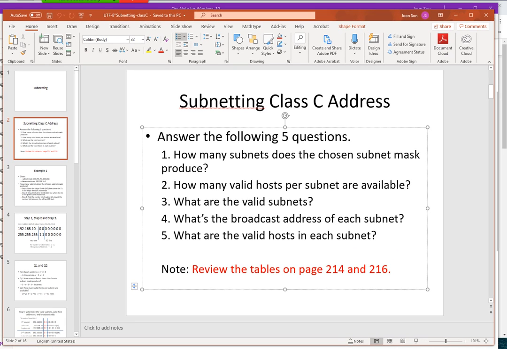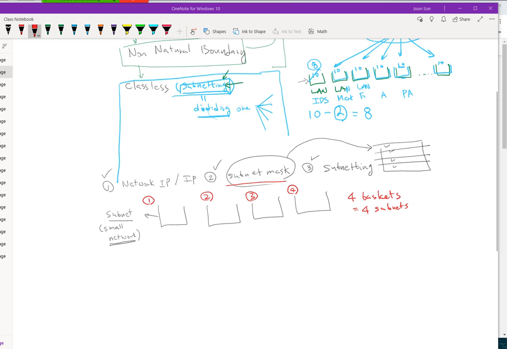The next one. How many valid hosts per subnet are available? So how many valid hosts? So for example, let's say we have 8 apples, right? 8 of them. But even though this basket can hold 8 apples, the number of valid hosts that each subnet can hold is what? That's 8 minus 2. So 6. So the answer is 6 apples per basket, meaning 6 usable host IP addresses. Basically the same thing, right?